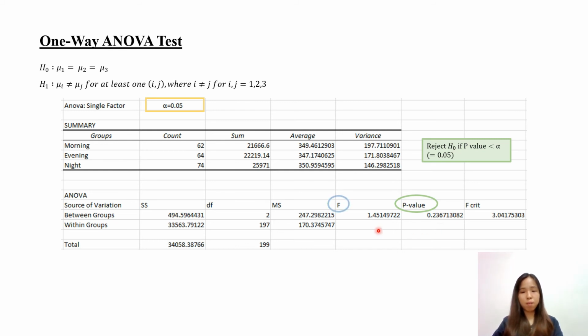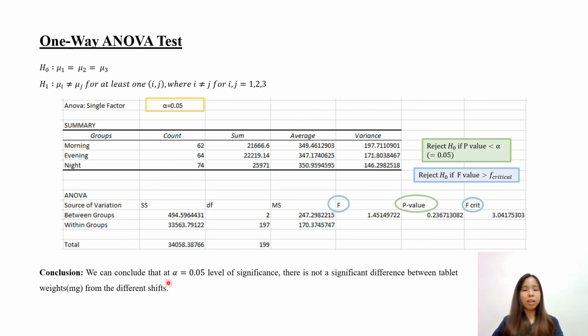We can also notice that the F value is equal to 1.4515 and the F critical value is equal to 3.0418, and we can reject H0 if the F value is greater than the F critical value. As we can notice, the p-value is greater than the alpha value and the F value is less than the F critical value, so we fail to reject H0. So we can conclude that at alpha equal to 0.05 level of significance, there is not a significant difference between the tablet weights for the different shifts.